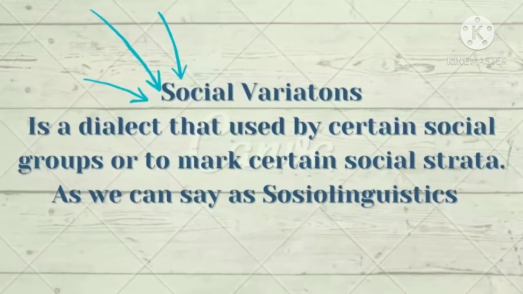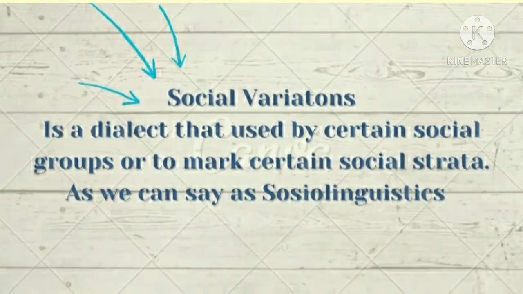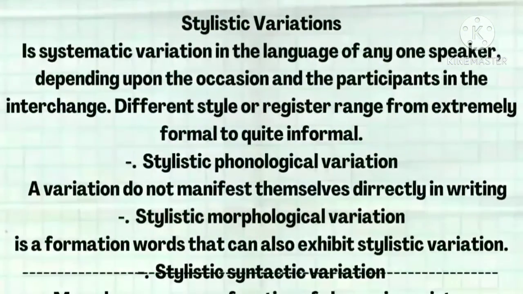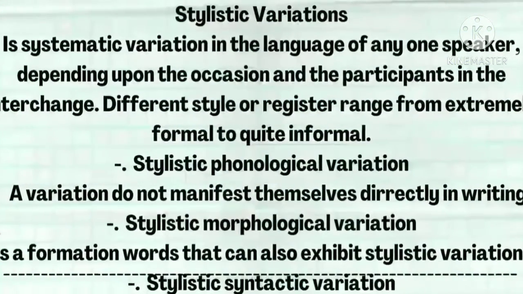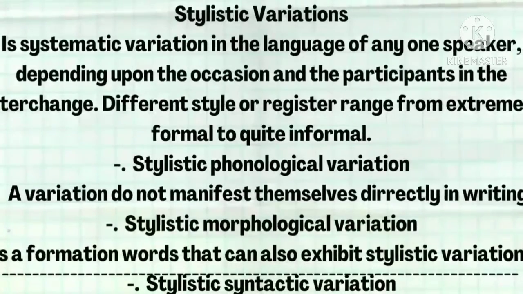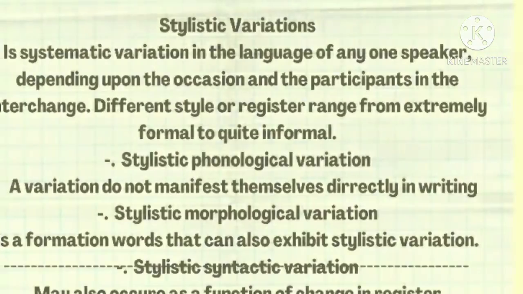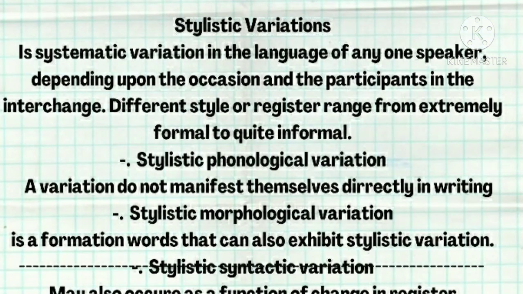And the second one is social variation. It's a dialect that is used by certain social groups or to mark certain social strata, as we can say in sociolinguistics. Third, stylistic variation. Stylistic variation is a systematic variation in the language of any one speaker depending upon the occasion and the participants in the interchange. Different styles or registers range from extremely formal to quite informal.